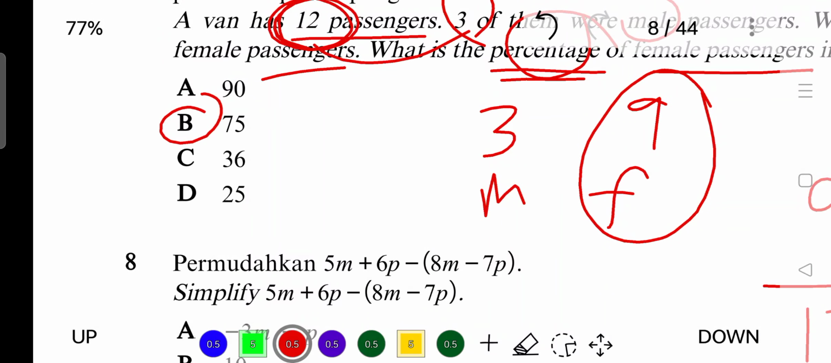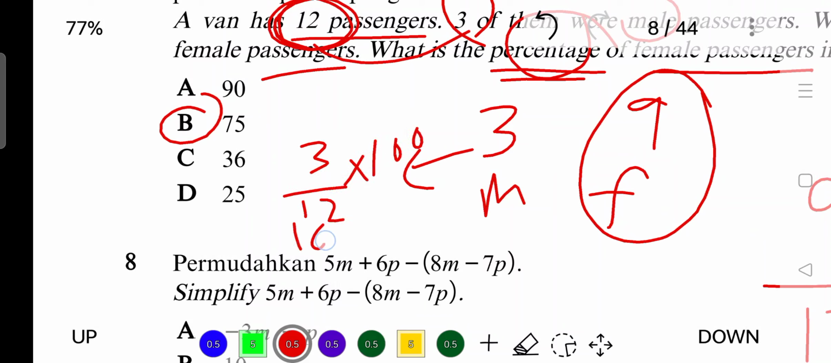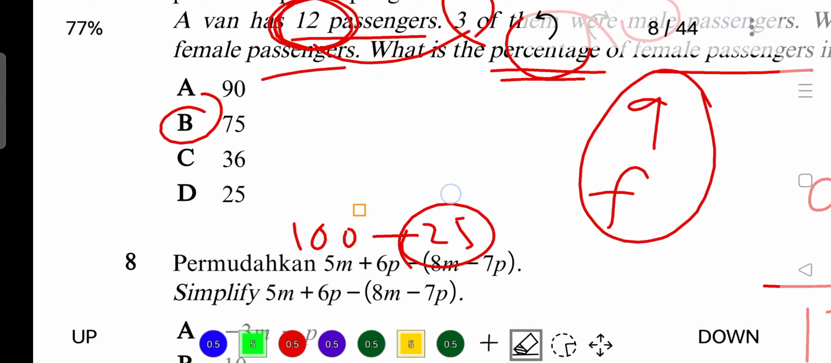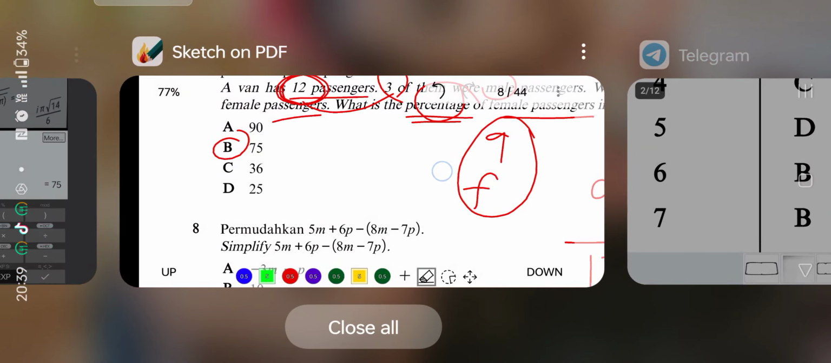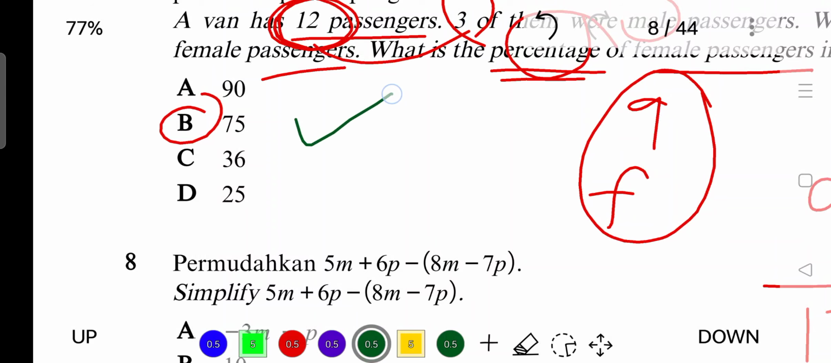What you can do is, you can simply take 3 over 12 times with 100, you'll get 25%, and you take 100 minus this 25, because this 25 is for male. 100% total is 12 passengers. So if 25% are for the male, the remaining 75 will be for the female. So either way, whichever you feel is easier, right? So answer for number 7 is B. Yeah, you got it correct again.